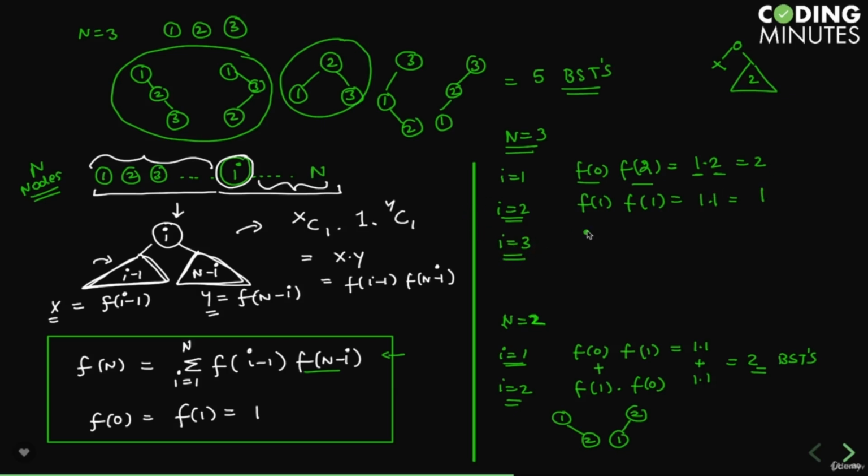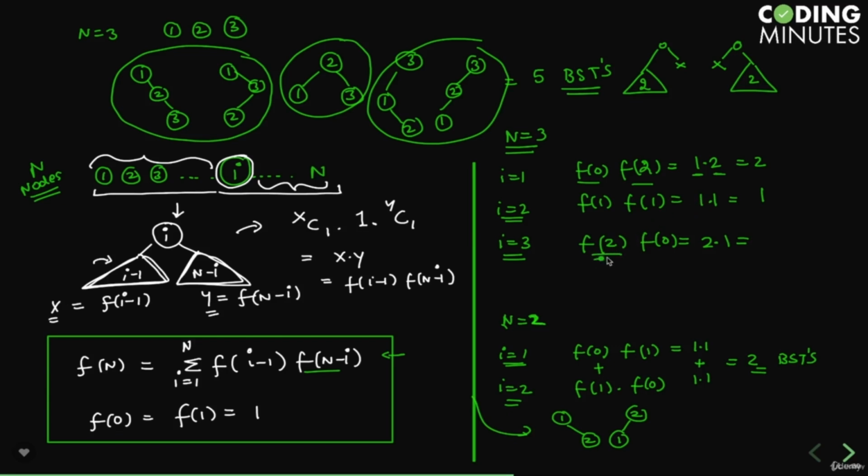And when I is 3, that means you are taking 3 as a root node, then it will become I minus 1, that is f of 2 into f of 0, that means f of 2 is 2 into 1. So same case as the first one, but in the opposite direction. You have two nodes in the left, you have 0 nodes in the right, so these two nodes can be arranged in two ways. You can see this structure here. There are two ways to arrange these two nodes, and we are getting this answer from a sub problem that we have already computed.